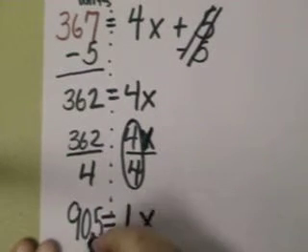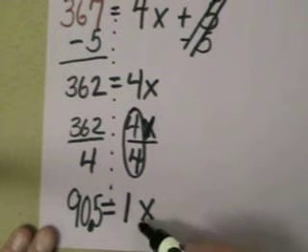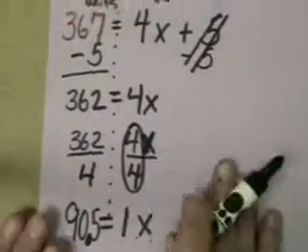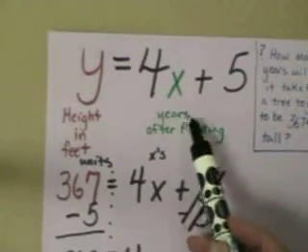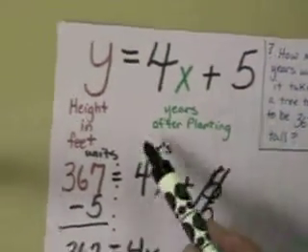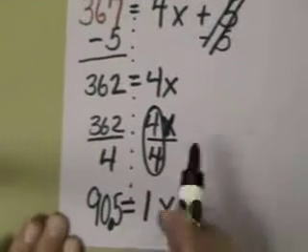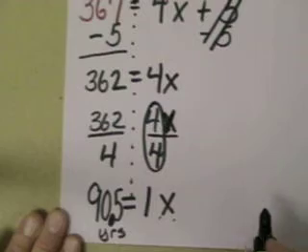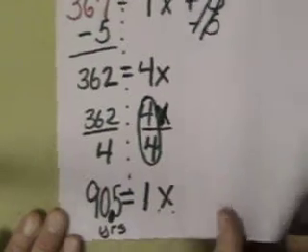So let's see what this tells us. This says that x, or 1x, equals 90.5. Well, what are x's measuring? The years after planting. So this must be 90.5 years.